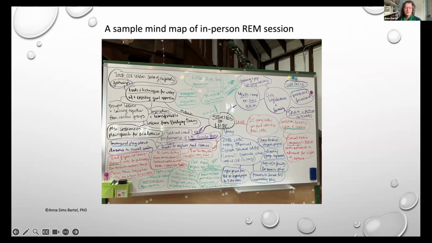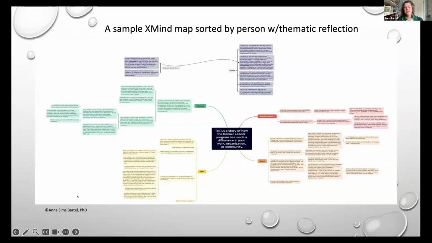And this is honestly one of the hardest parts of Ripple Effects Mapping, learning your way to go ahead and do this. The colors can track individual people. They can track themes. I often will go through and use a certain color to underline a particular theme. So that's an example of an in-person map. This is an example of an XMind map.